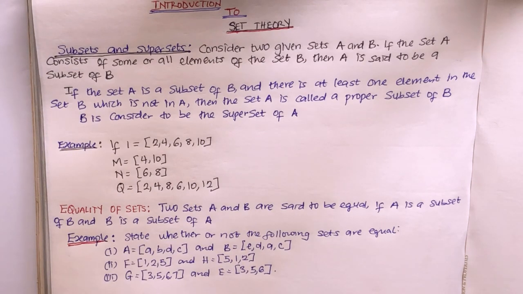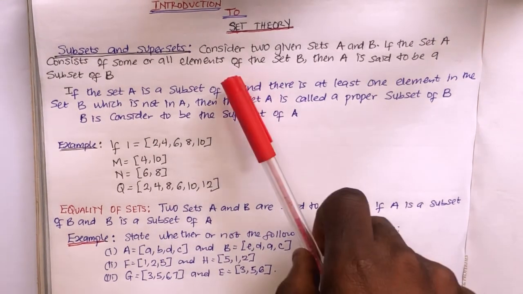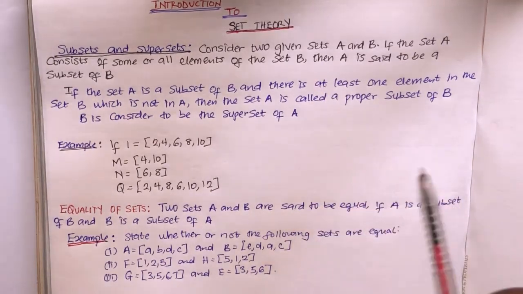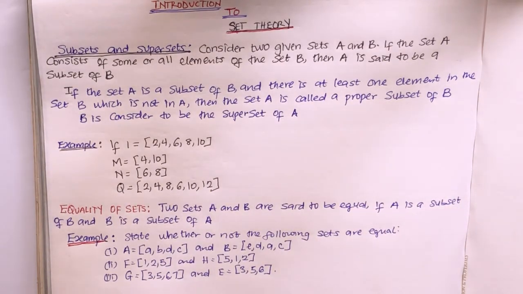Now let's move to terminologies on that set. The first one is subset and superset. What's the meaning of subset? Here I have considered two given sets, A and B. If the set A consists of all elements of set B, that is, if A should consist of all elements in set B, then A is said to be a subset of B. Let's say we have a JSS1 class. There are 20 students in the class, and JSS1 comprises arts, science, and commercial.